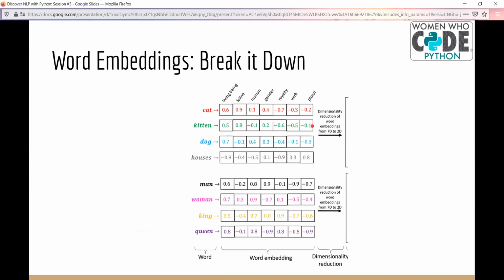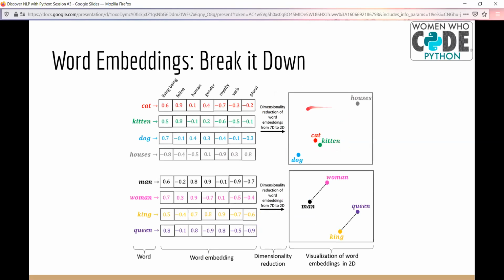We are going to use some dimensionality reduction techniques to reduce these from 7 dimensional rows and columns to 2 dimensional. As you can see here, cat and kitten are placed really close to each other because those two have the same or really close numbers. Dog is present far away from cat and kitten, but it's still near as compared to houses, because houses is a really irrelevant term when we are talking about these three terms. So houses is not really meshing up well with these, so that's why it's present far away from these three words.